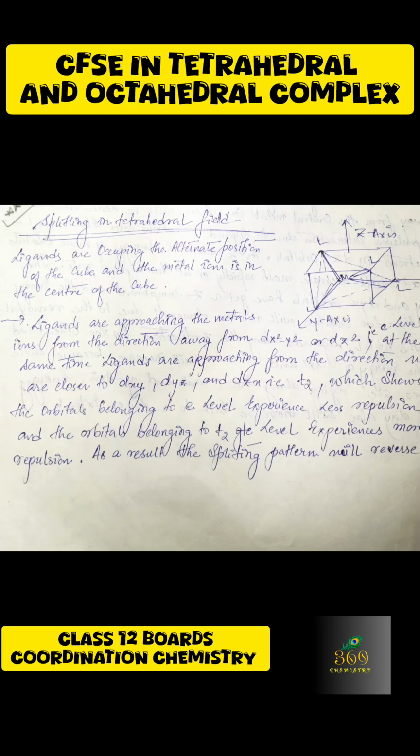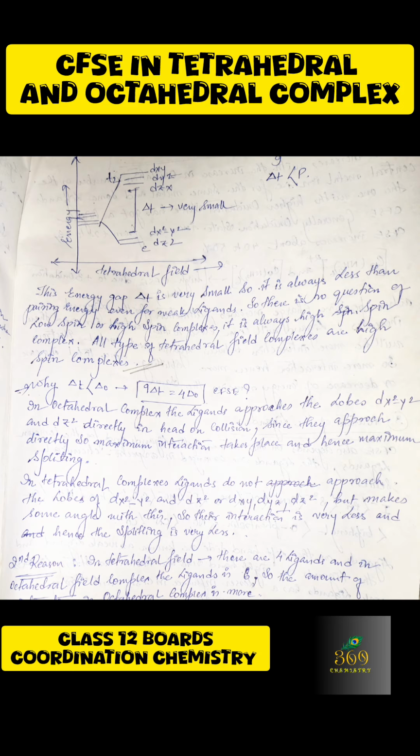Why? Because of repulsion. The orbitals belonging to the eg level experience less repulsion, so they are the lower orbitals, whereas the t2 level experiences more repulsion because the ligand is approaching in the direction of xy, yz and zx, as you are seeing in this diagram.